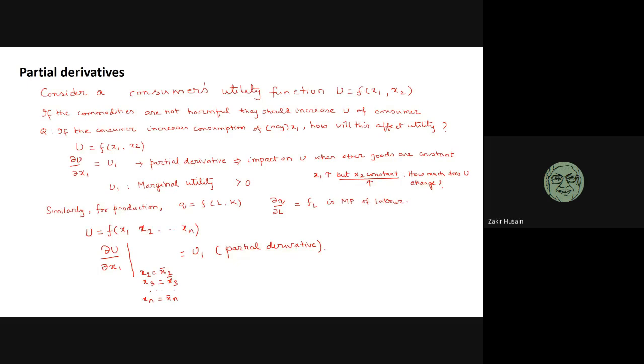Similarly, for production, we can find out del Q by del L. This is the marginal product of labor. Again, we have kept capital constant. So keeping capital constant, how much will output change if we increase labor?